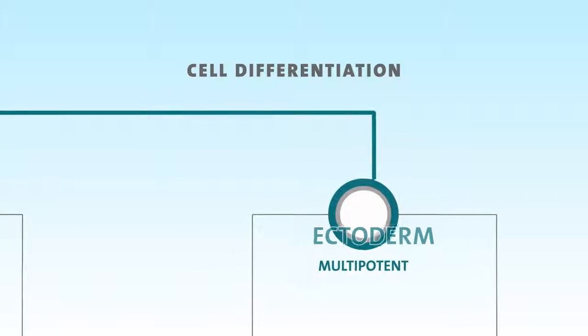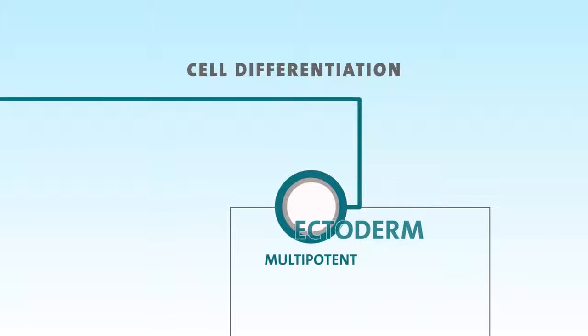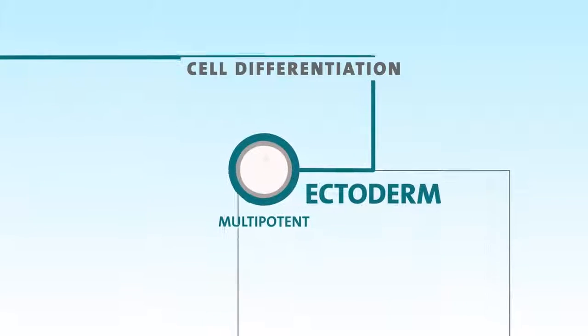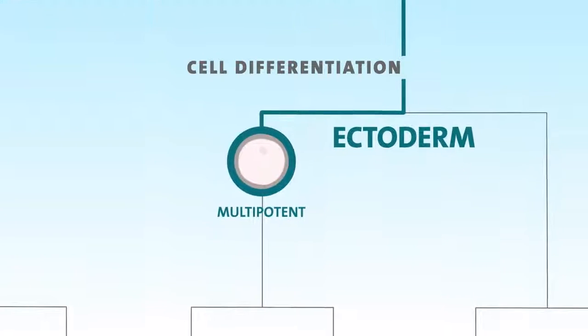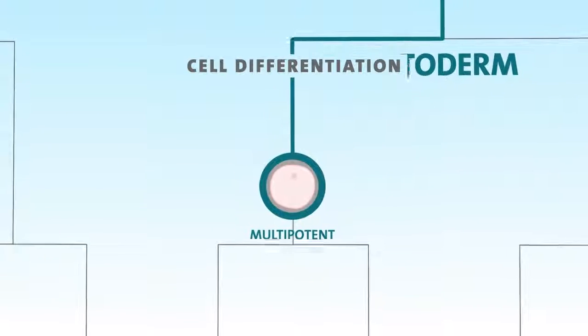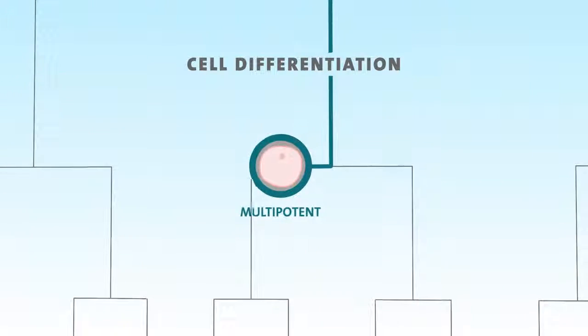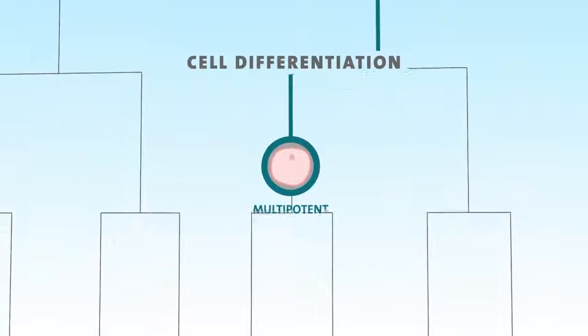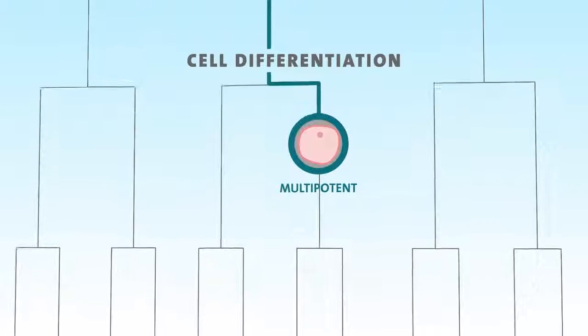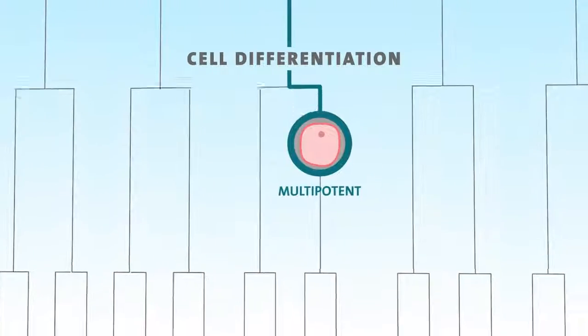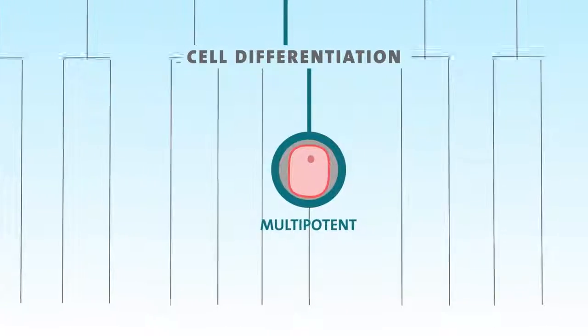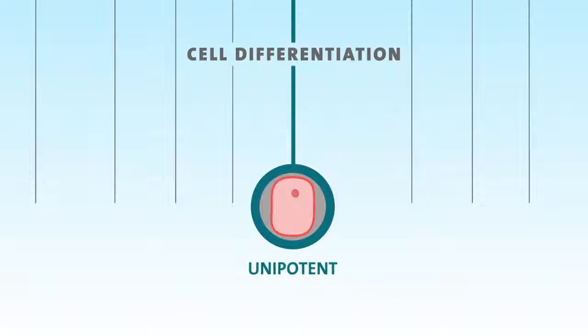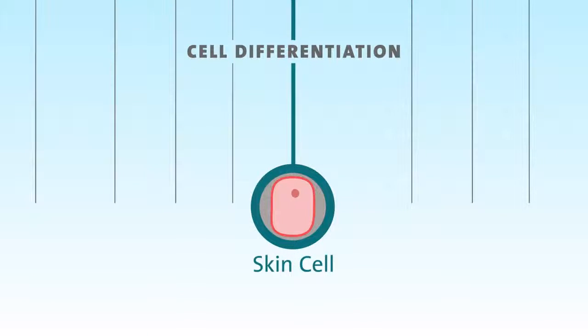The cell experiences many genetic and physical changes along the way. As it differentiates, the cell becomes more specialized, and the number of cell types it can turn into gets fewer and fewer. The cell is gradually losing potency. Now this cell is unipotent. It can only become one cell type.